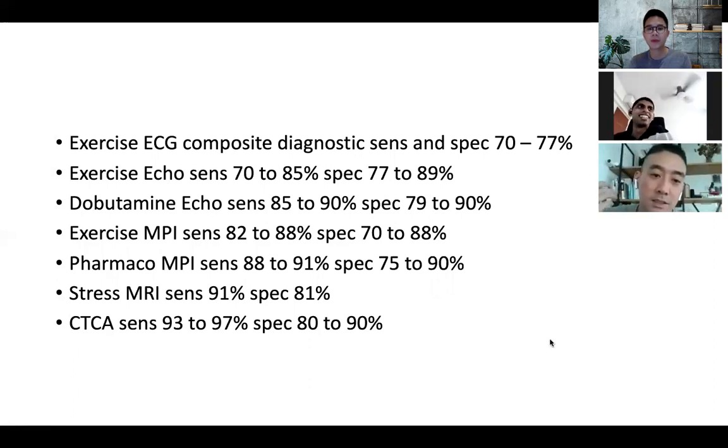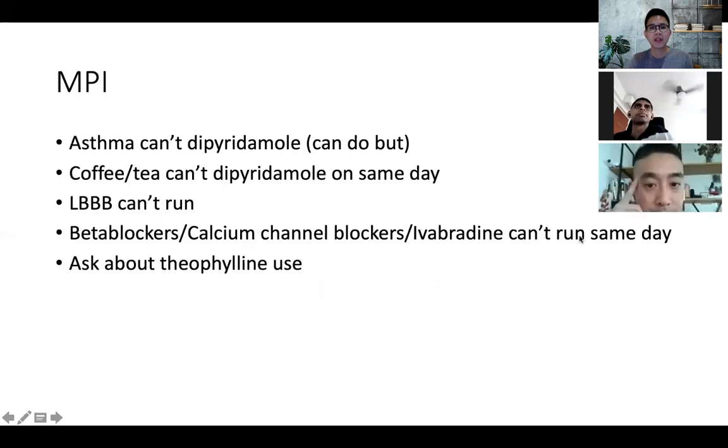Yeah. Okay. I think in the next few slides you talk about each different modality, some of the practical things to look out for. So when we decide, there are certain things that may make us do or not do a certain test. So these factors may play a part as well. If you have an asthmatic patient, you shouldn't give dipyridamole. But you can do dobutamine.